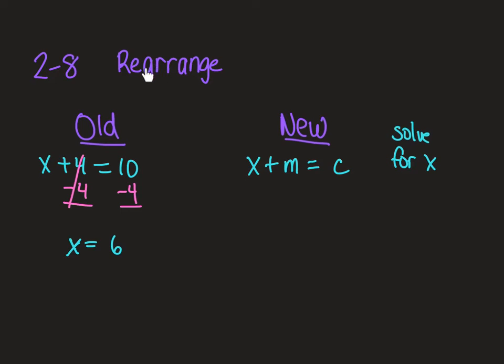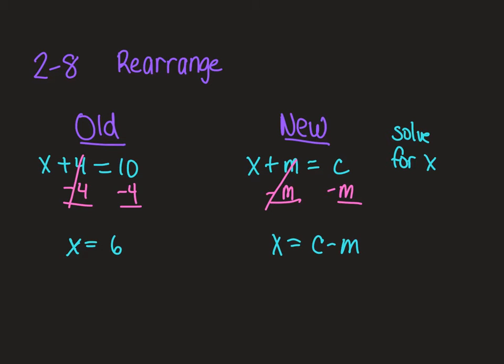So all we're doing is rearranging. We're moving stuff around. On the left, I have an x and an m. On the right, I have a c. I want x on the left only, and I want to get rid of this m. So in order to get rid of this m, I gotta subtract him, move him to the other side. Subtract him over here, because whatever I do to one side, I do to the other. And the answer is just c minus m.